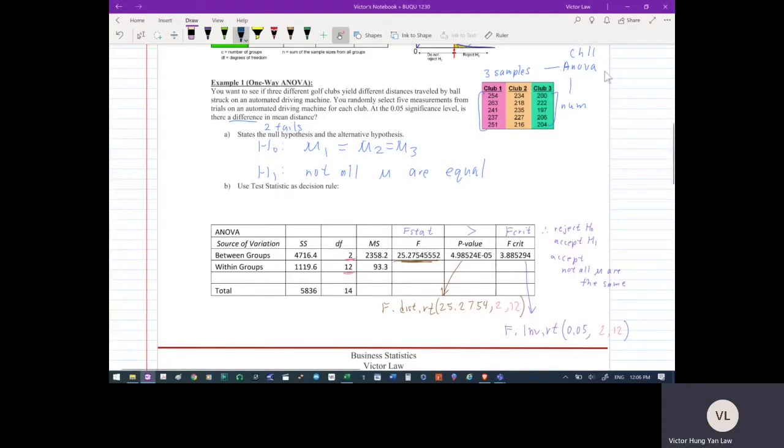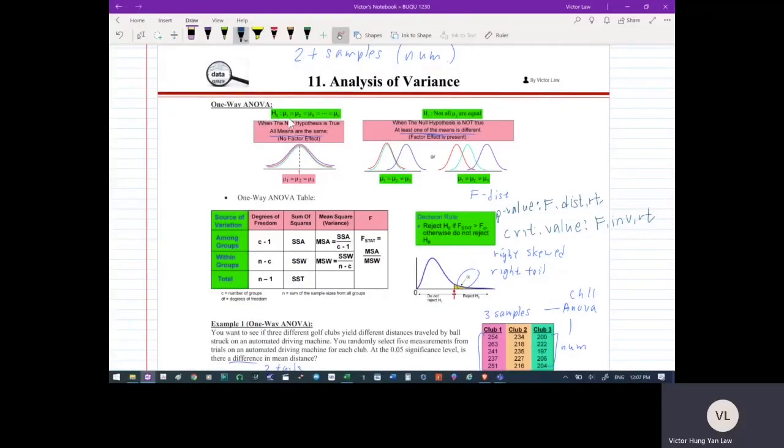This is ANOVA. Once we know which situation we're in, we need to know which testing we're dealing with, and we know that by looking for the keyword difference. Difference means we're dealing with 2 tails, so we have a 2-tail hypothesis test. For part A, when we state the null and alternative hypotheses, we copy from the lecture notes. For H null, mu1 equals mu2 equals mu3, all the way to mu c. H1 is that not all the means are equal.